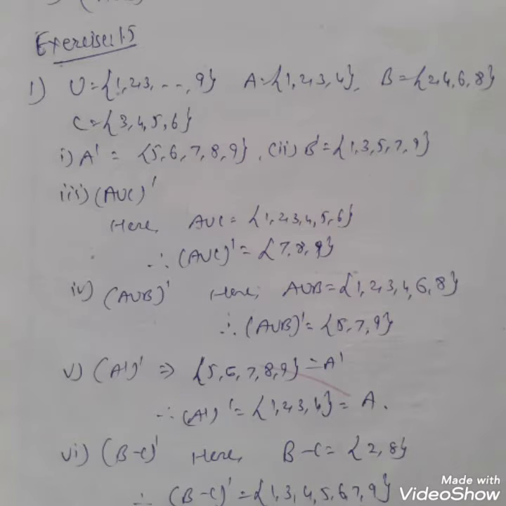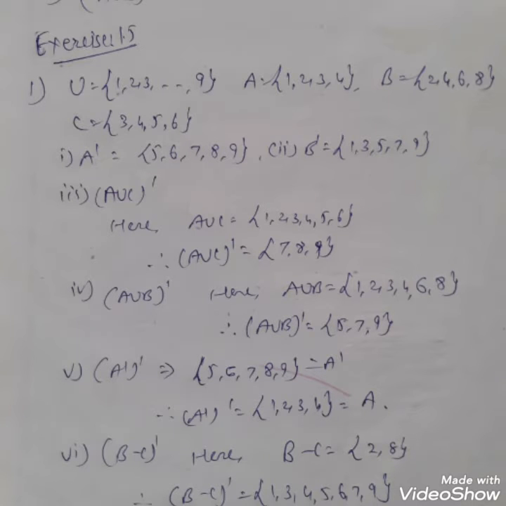So the remaining elements 7, 8, 9 are not in A union C. So (A union C)' is 7, 8, 9. Now we have to find (A union B)'. So first we have to find A union B. A contains 1, 2, 3, 4, B contains 2, 4, 6, 8. So A union B will be 1, 2, 3, 4, 6, 8.